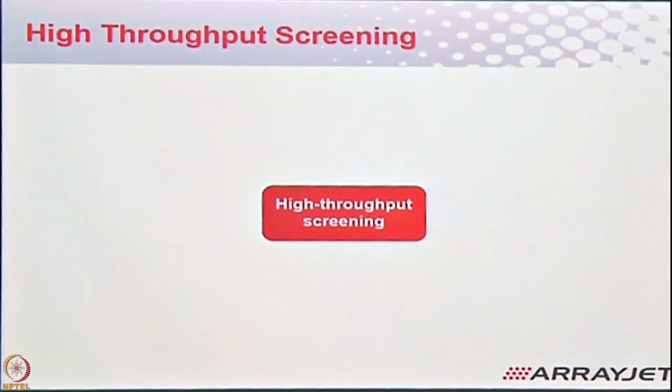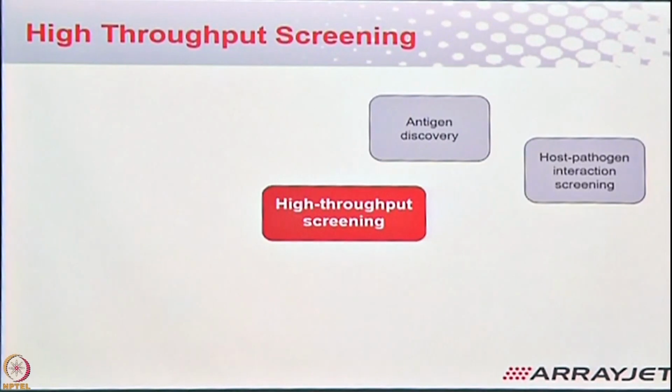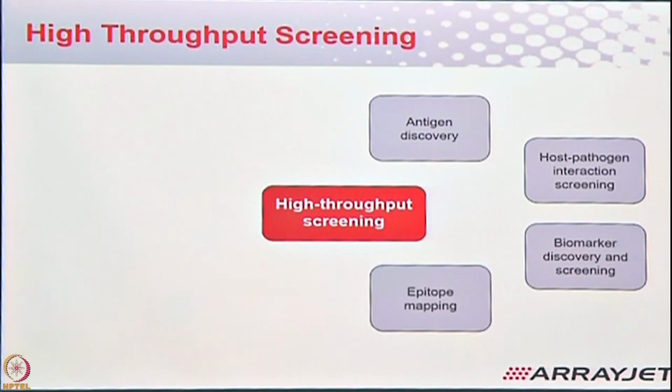High throughput screening. This is something that we support in terms of whether it's antibody discovery, host pathogen interaction, biomarker discovery, epitope mapping, hybridoma screening. There's a lot of discussion on NAPA arrays, hybridomas. So we do that. We've helped a lot of people today that you can see in this symposium as well to develop projects around hybridoma screening, where you have your lysates.